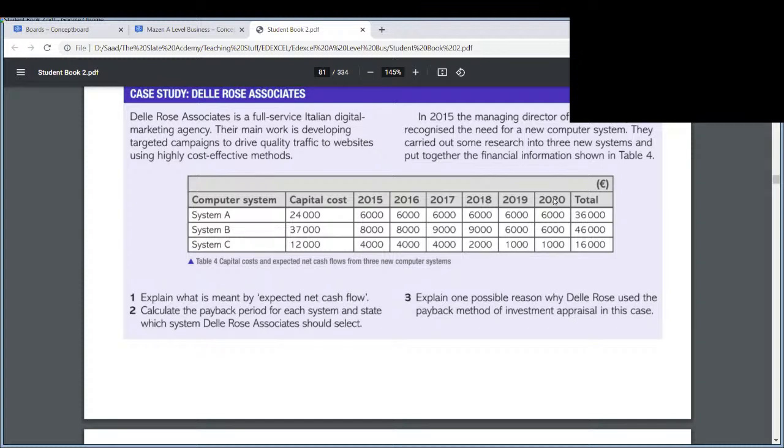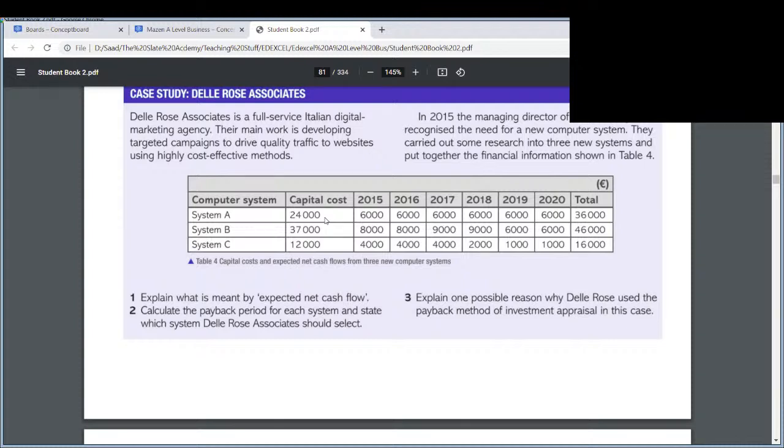In the first one, you use 36,000 minus 24,000 to calculate the net profit, and then you have to divide that net profit over the number of years to get the average profit, or net profit per annum.